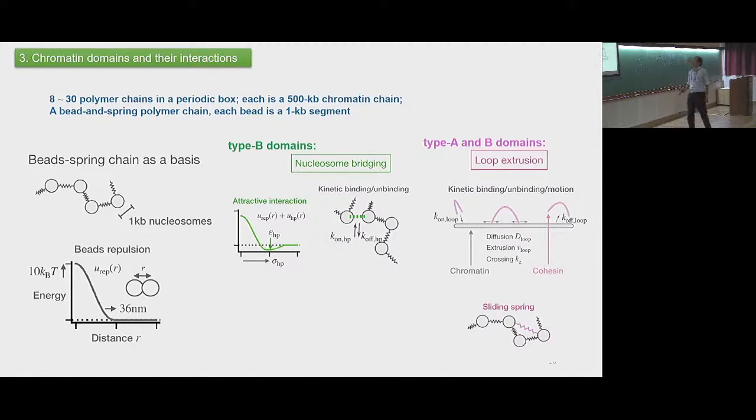And next, this would be an important point: we assume the cohesin movement along the chain. So cohesin is this.